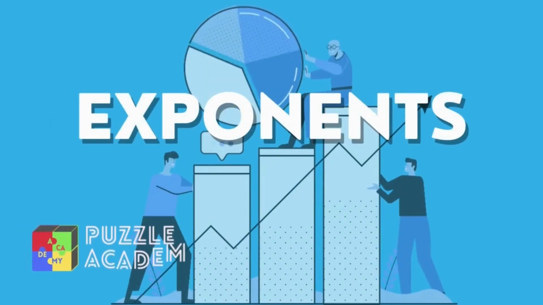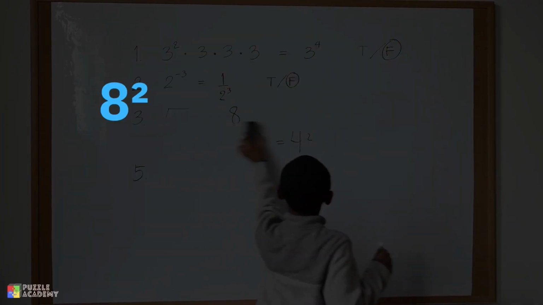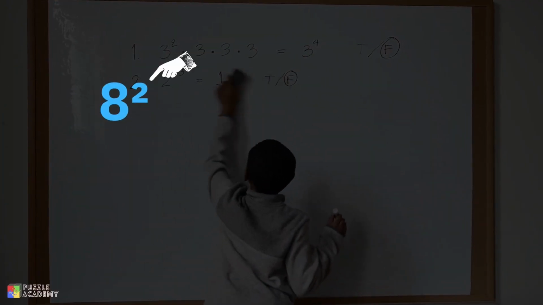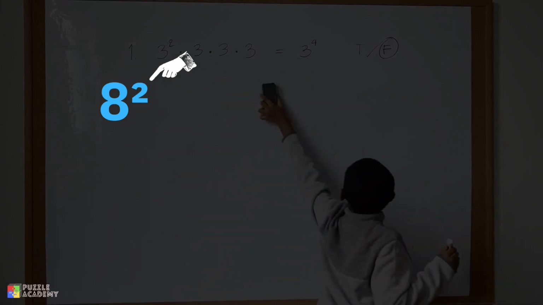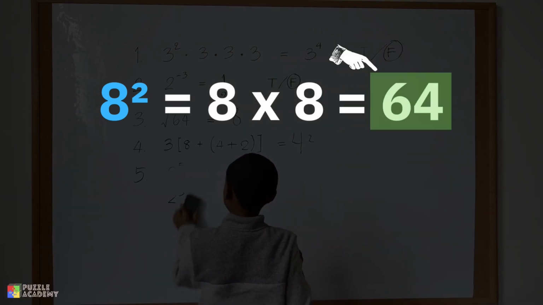The exponent of a number says how many times to use the number in a multiplication. In 8 squared, the 2 says to use 8 twice in a multiplication. So 8 squared is equal to 8 times 8, and that is equal to 64.